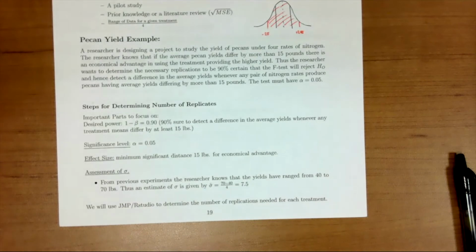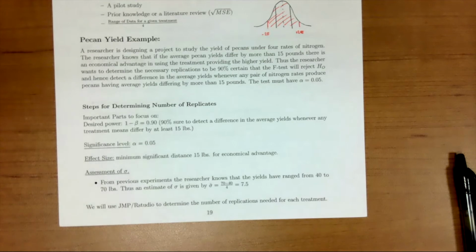So a researcher is designing a project to study the yield of pecans under 4 rates of nitrogen. The researcher knows that if the average pecan yields differ by more than 15 pounds, there is an advantage in using the treatment providing the higher yield. Thus, the researcher wants to determine the necessary replications to be 90% certain that the F-test will reject H0 and hence detect a difference in the average yields between the nitrogen rates, differing by more than 15 pounds. The test must have a significance of 0.05.